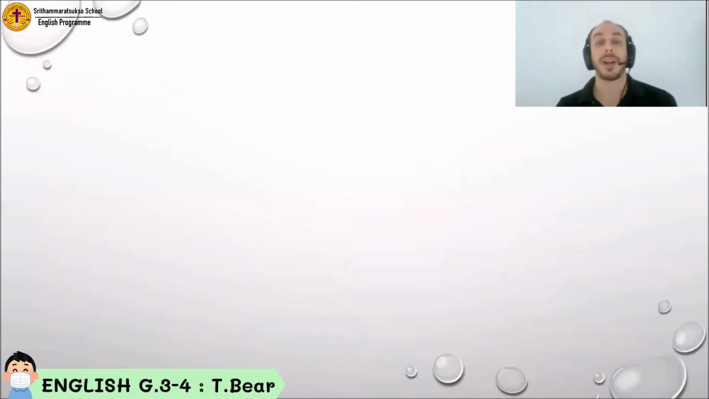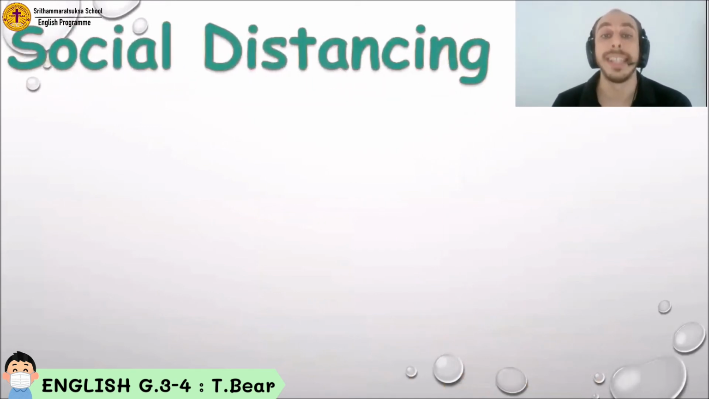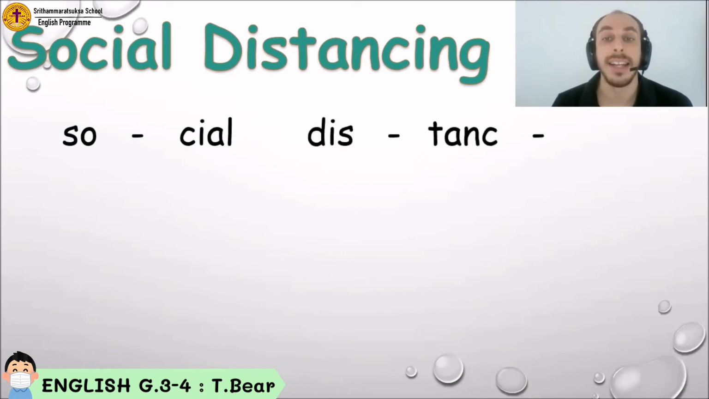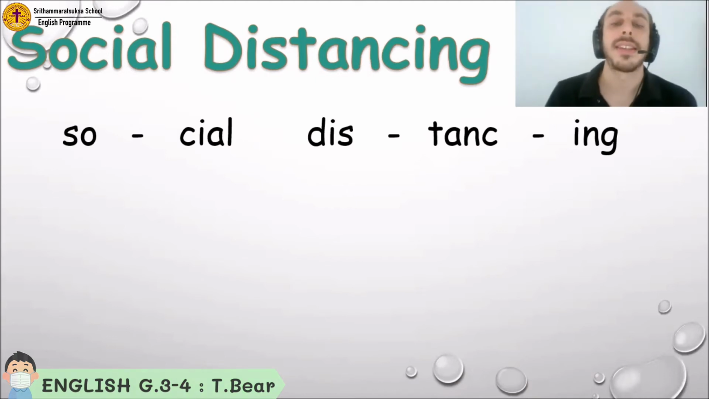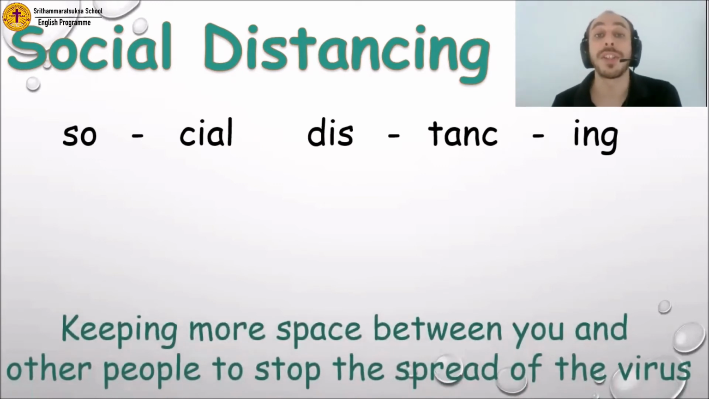Another practice that people are doing to stop the spread of COVID is social distancing. This one we're hearing a lot right now. Social distancing. Let's say it together. Social distancing. Whew, that's a lot. We hear this a lot. This is just keeping more space between you and other people to stop the spread of the virus.